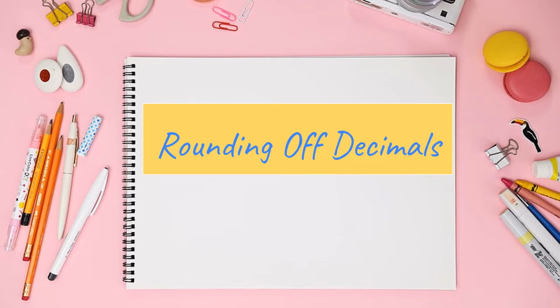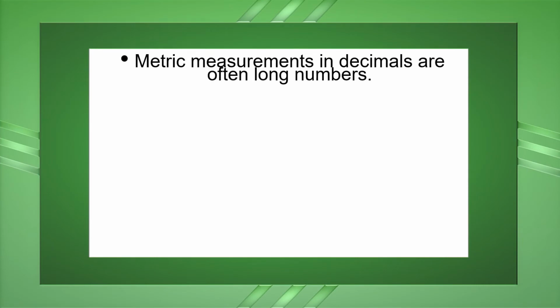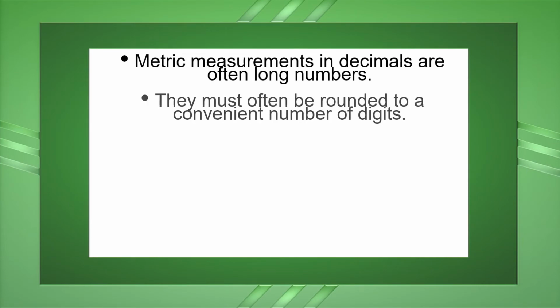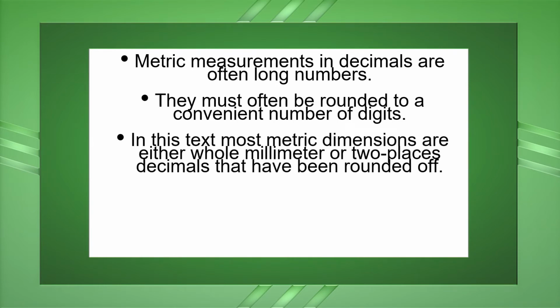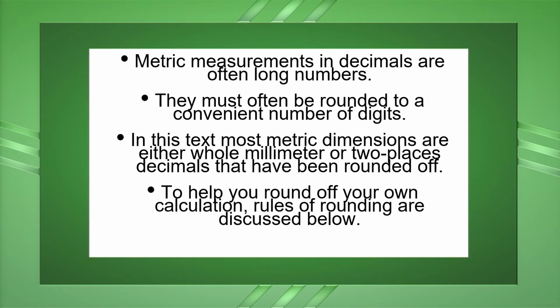Let's proceed with rounding off decimals. Measurement in decimals are often long numbers. They must often be rounded to a convenient number of digits. In this text, most metric dimensions are either full millimeter or 2 places decimals that have been rounded off. To help you round off your own calculation, rules of rounding are discussed below.